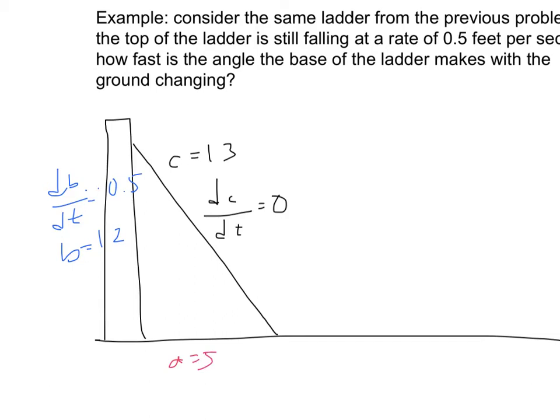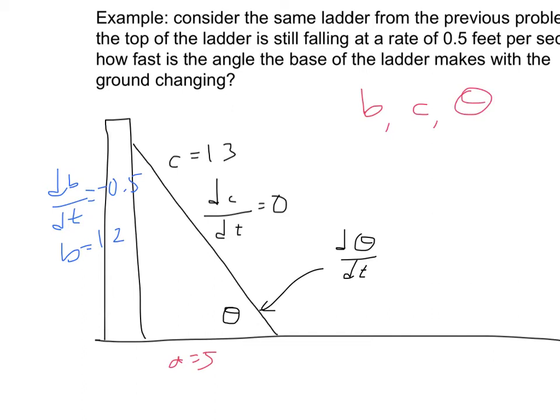But this question is now asking about the angle that the base of the ladder makes with the ground. It's this angle down here that we're interested in. And in particular, what we're interested in is d theta/dt. Okay? So I need an equation. Now that I've got all this stuff set up, I need an equation that will tie together these rates. I need an equation that will have b and c and theta in it.